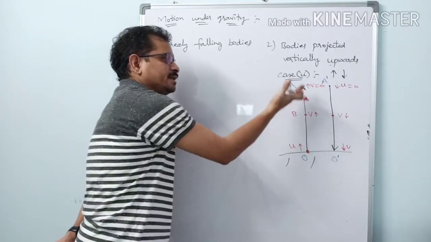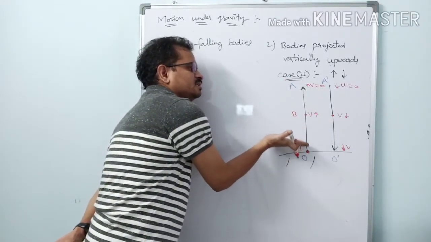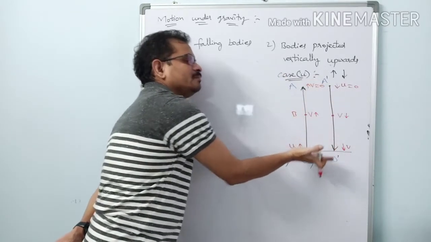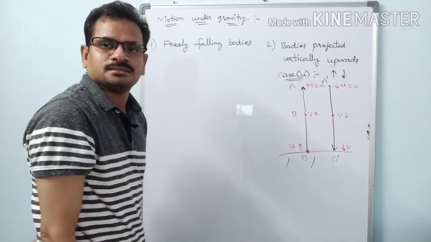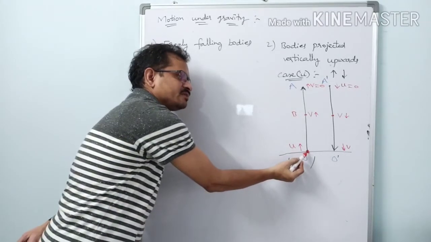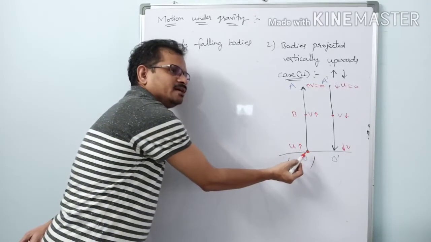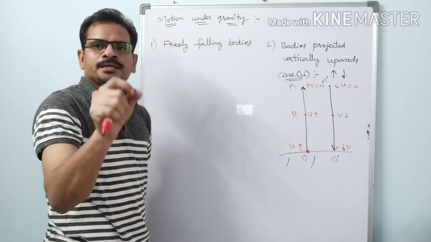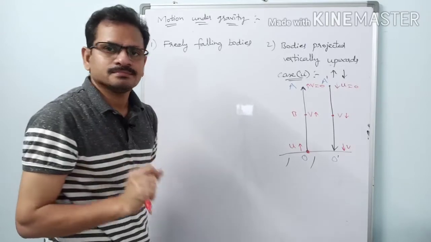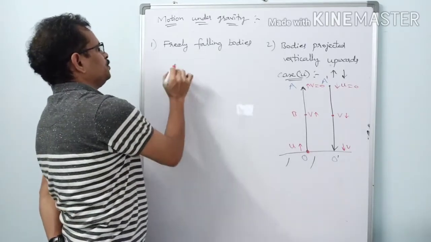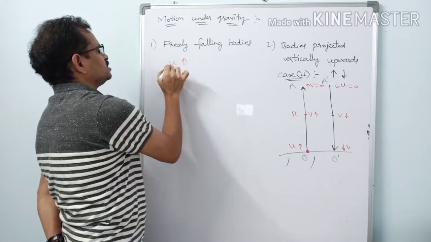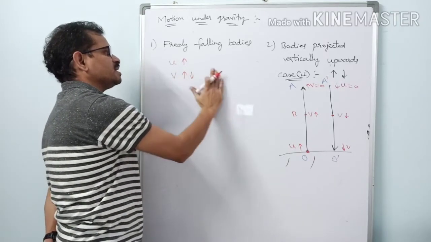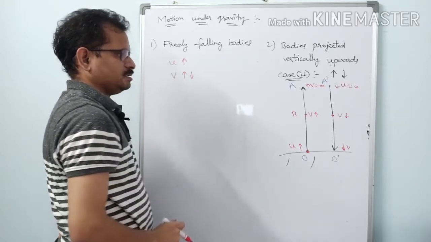So throughout the journey, final velocity in this part of journey will be in upward direction and final velocity in this part of journey will be in downward direction. But initial velocity means velocity corresponding to this point only. Final velocity corresponds to any point throughout the journey. It depends on the problem. So what about U here? U is upwards. What about V here? V is upwards as well as downwards. Both possibilities are there.